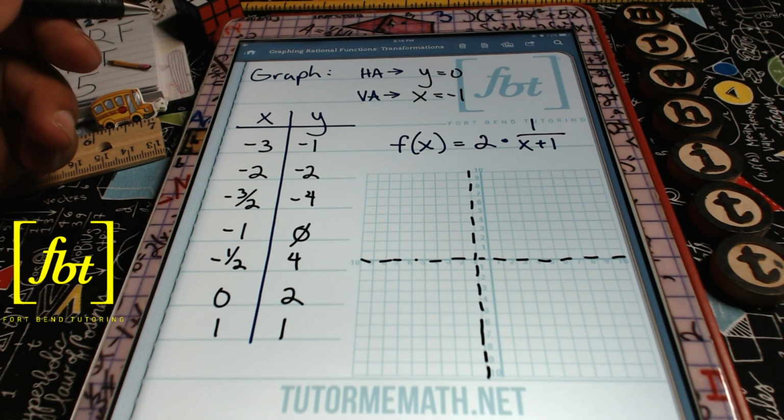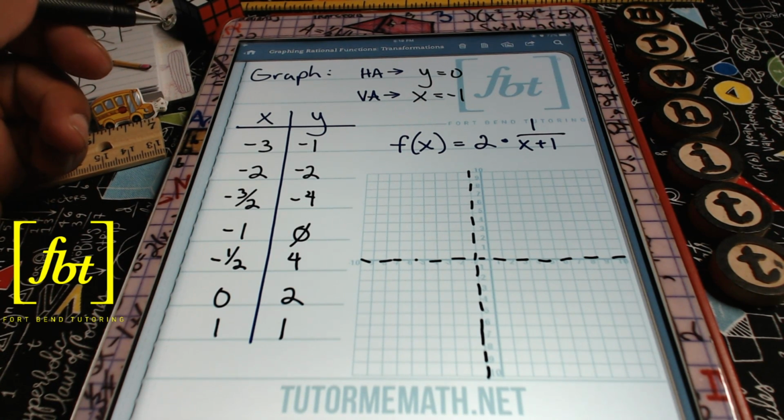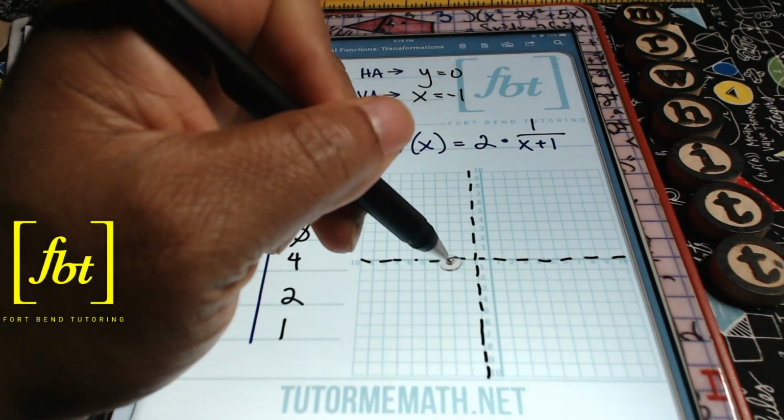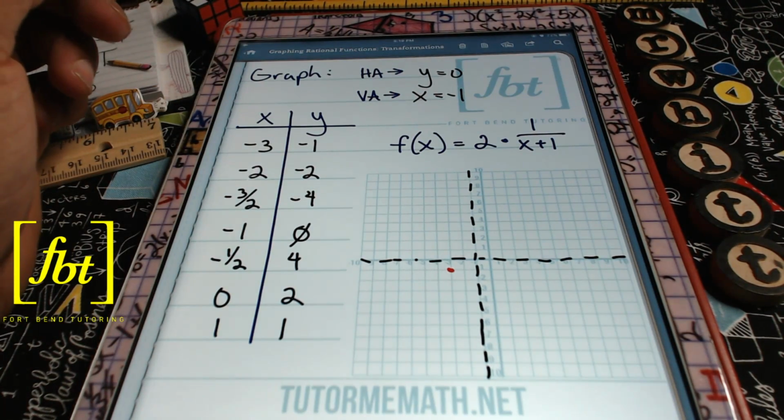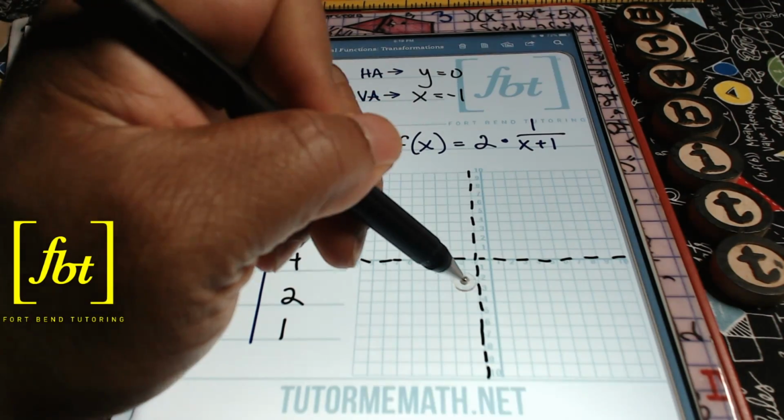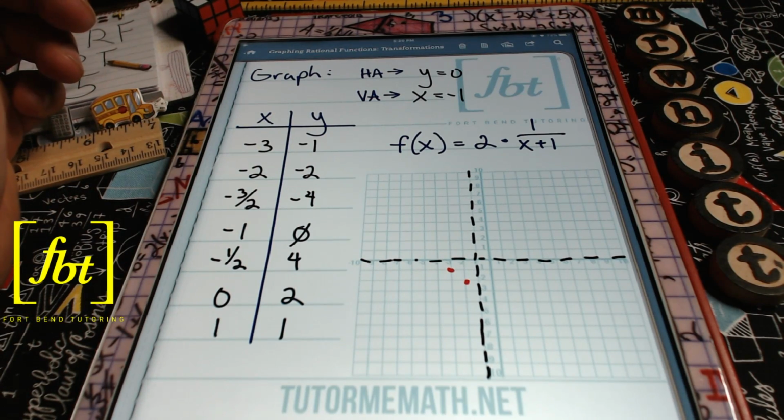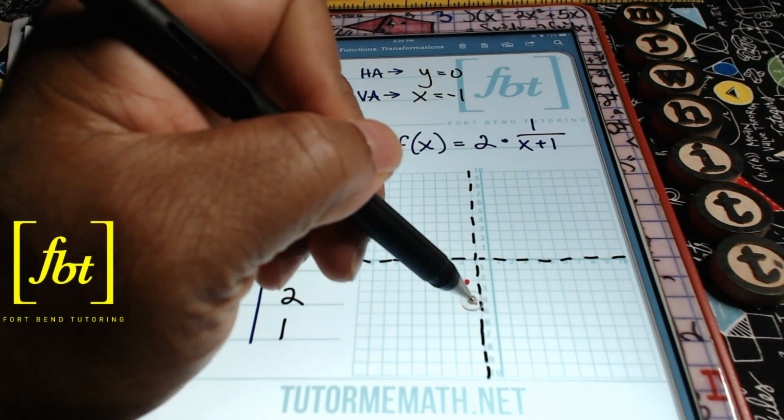So our first point is going to be at (-3, -1). So -3 and -1 gives us a point right here. We have (-2, -2). That's going to give us a point right here. So next we have (-3/2, -4), or -1.5 and -4. So that's going to take us right here.